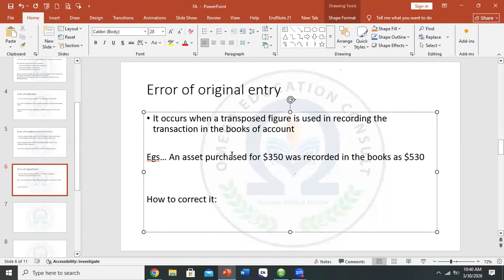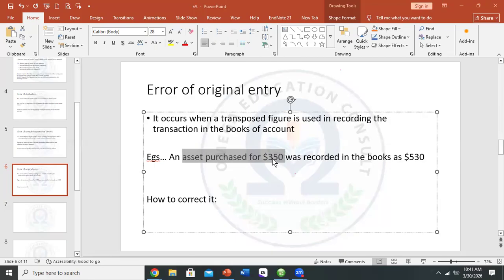So analyze this one. An asset purchased for 350 was recorded in the books as 530. Let's assess. The main transaction is you purchase an asset. So my dear professors, when you purchase an asset, who do you debit and who do you credit? If you purchase an asset, who do you credit and who do you debit? You see that the double entry is going to haunt you here. You need to revise your double entry.